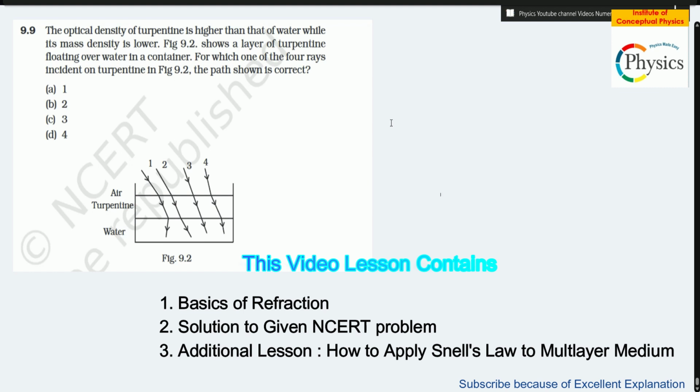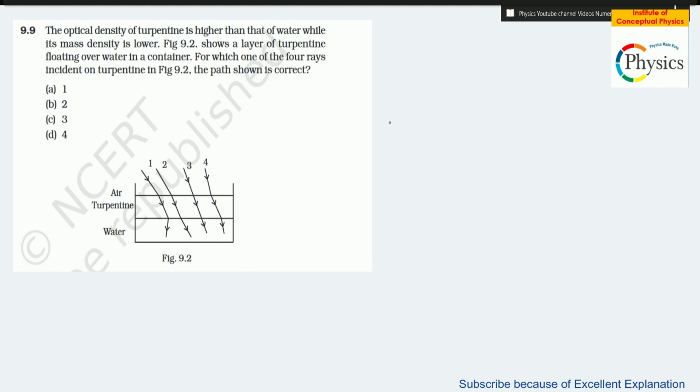They have given that the optical density of turpentine is higher than that of water, while its mass density is lower. The figure shows the layer of turpentine floating over water. For which one of the four rays incident on turpentine is the path shown correct? So you have air, you have turpentine in this particular layer, and then you have water, right?